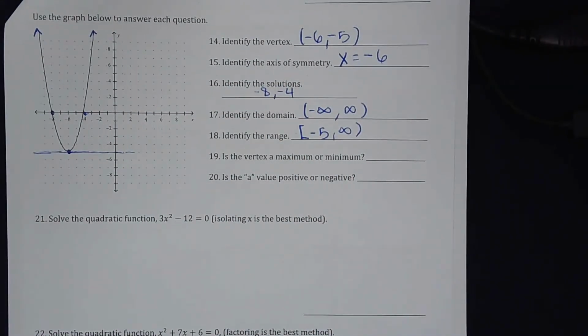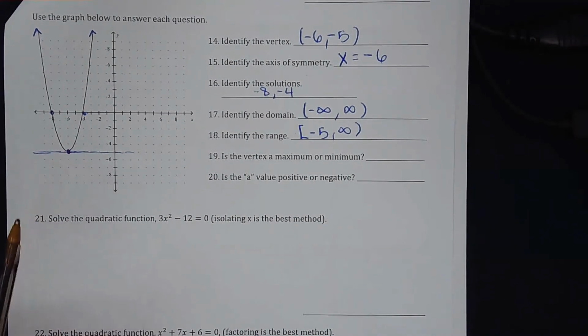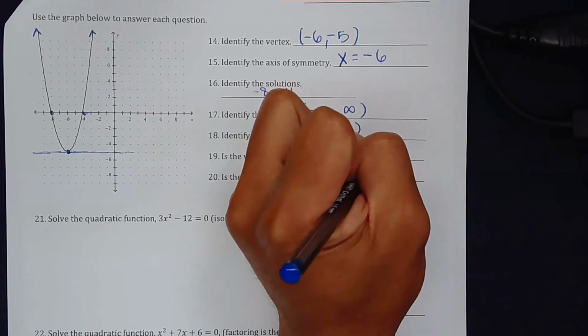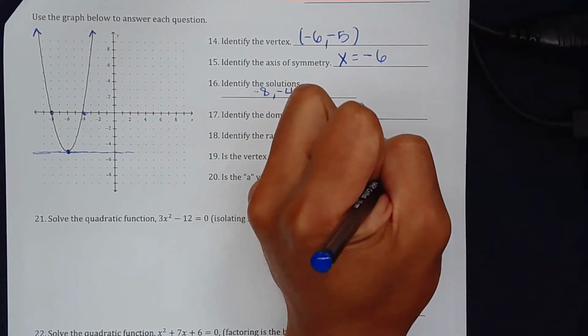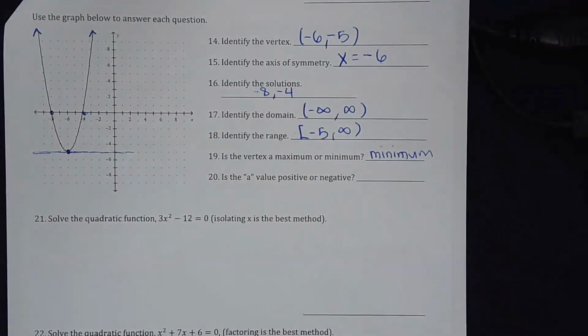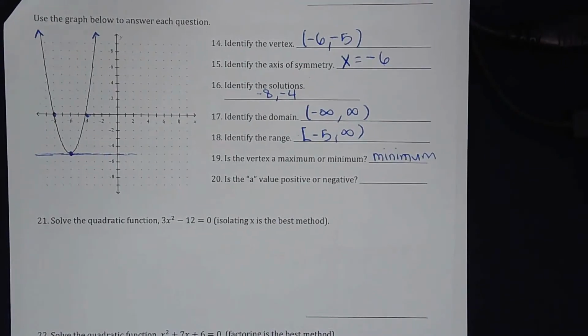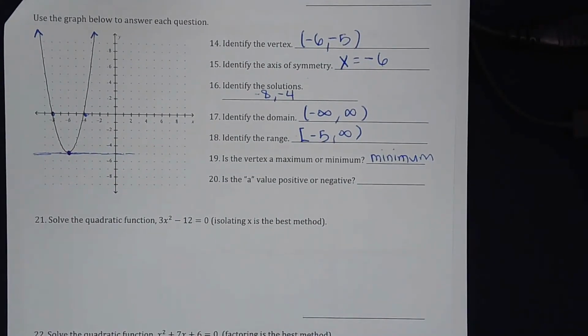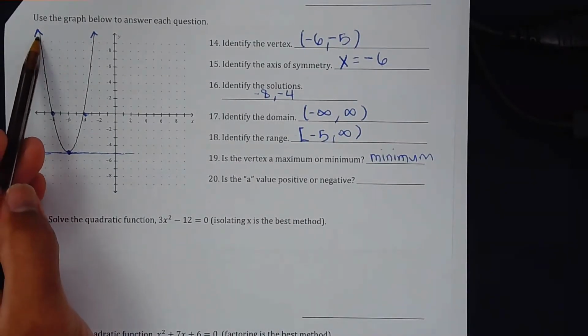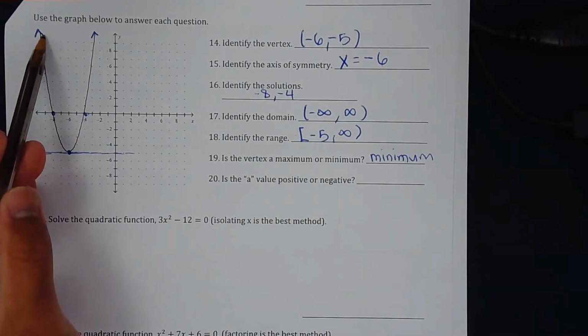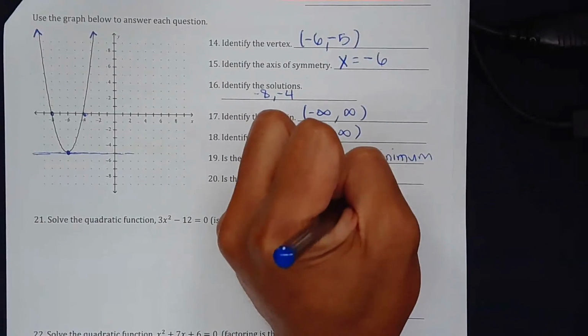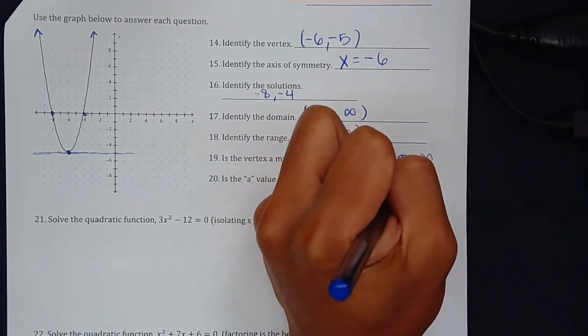Is a vertex a maximum or a minimum? Right, well, it's a minimum, right? It's the lowest point. Minimum. All right, is the a value positive or negative? Well, same thing as I went over before. If our graph or our parabola is pointing up, our a is positive. So positive.